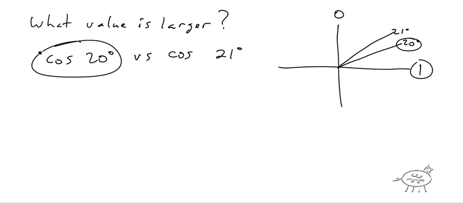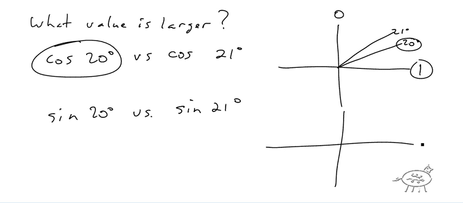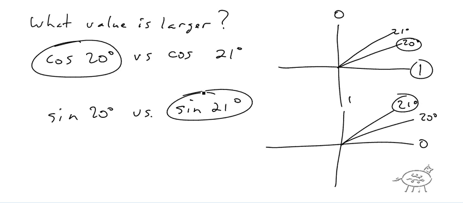Okay? Make sense? And I could say sine of 20 degrees versus sine of 21 degrees. Which one's bigger? Well, again, kind of the same idea. Sine starts at 0, it goes to 1. So, make a quick sketch here. Here's 20 degrees and here's 21 degrees. Which one's closer to the bigger number? Well, 21 degrees. So the answer to that one is sine of 21. All right, so that's not too bad.